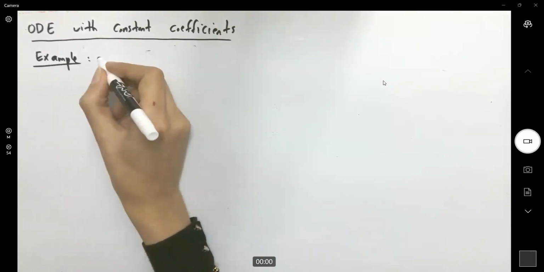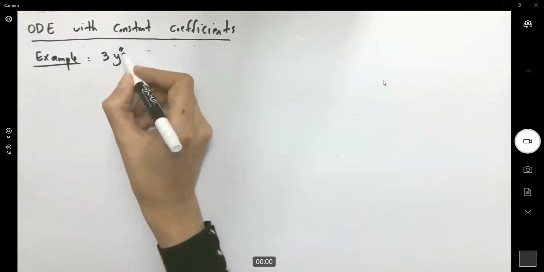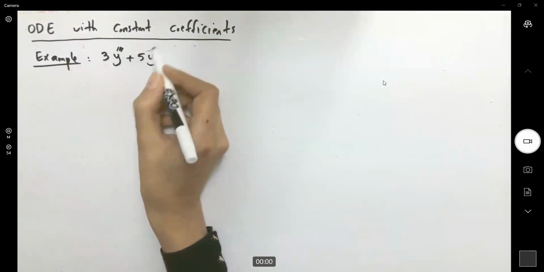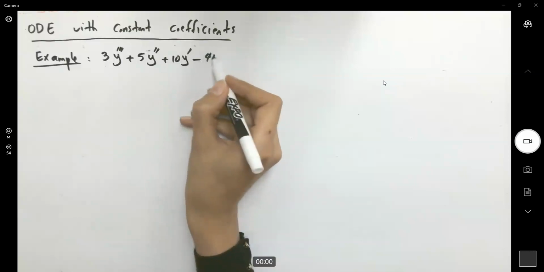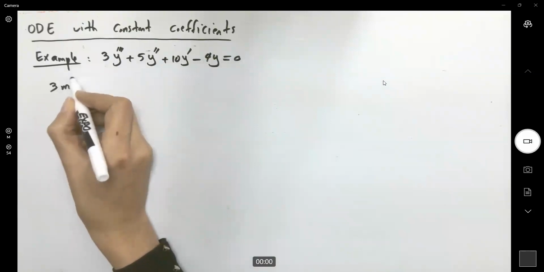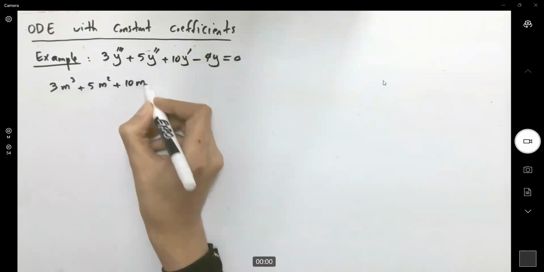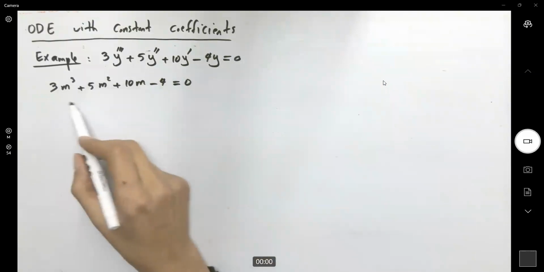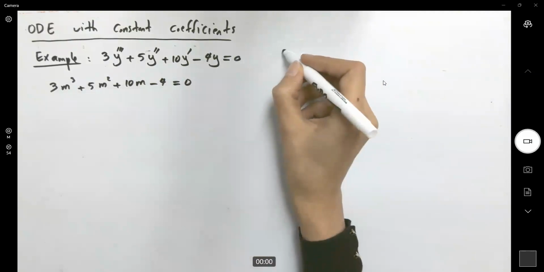Here we have 3 times the third derivative of y, plus 5 times the second derivative of y, plus 10y prime, minus 4y equal to 0. So the auxiliary equation is going to be 3m to the third, plus 5m to the second, plus 10m minus 4 equal to 0.